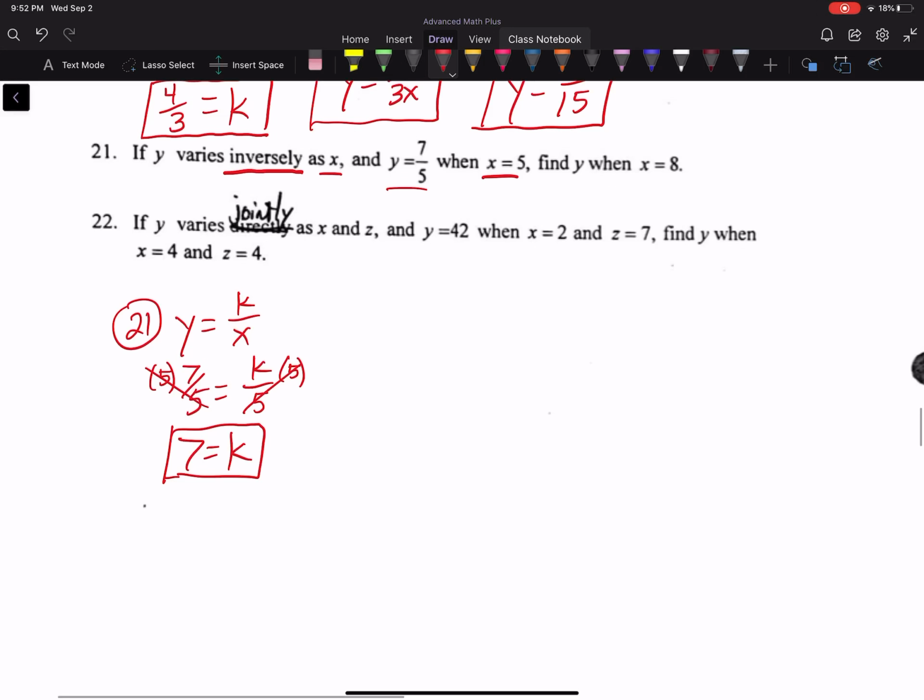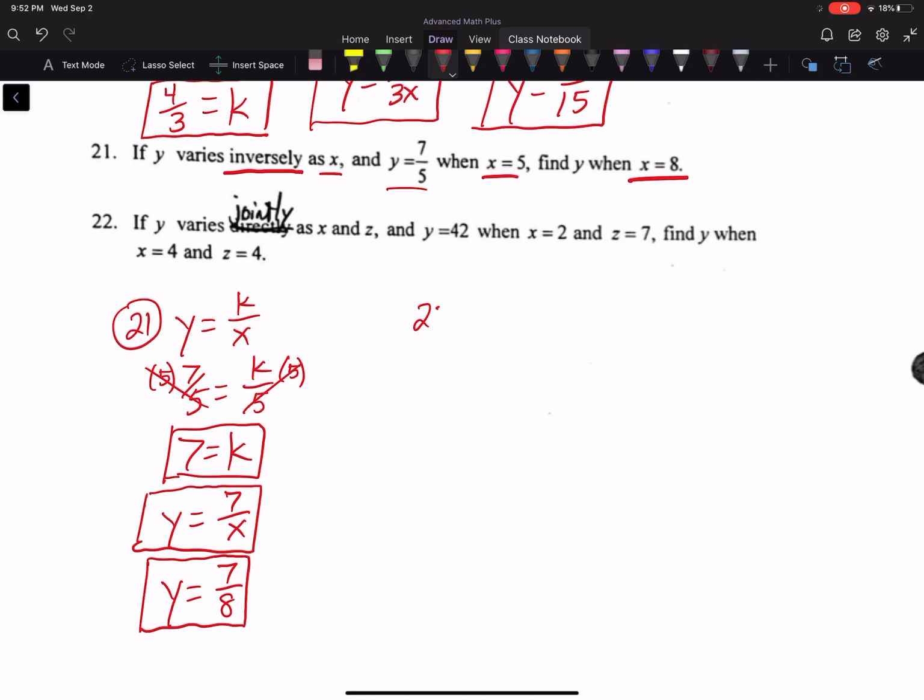So then you write your equation, y equals 7 divided by x. And then you plug in, it says find y when x is 8. You plug in 8, so y equals 7 over 8.